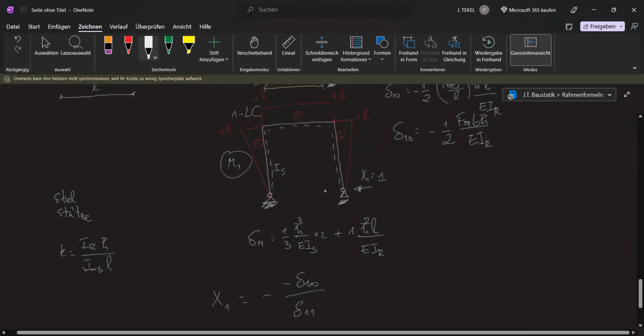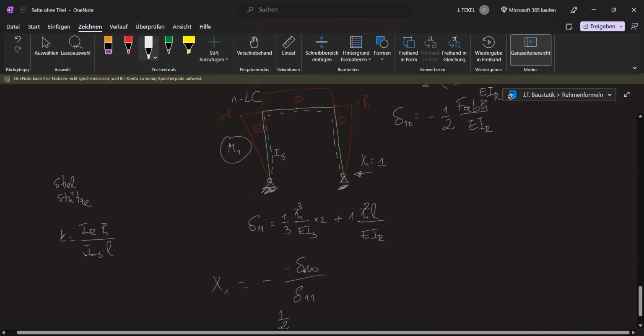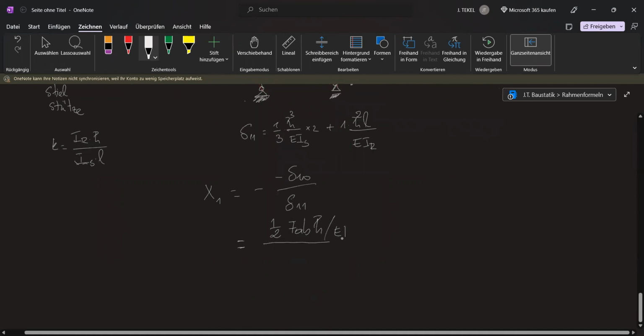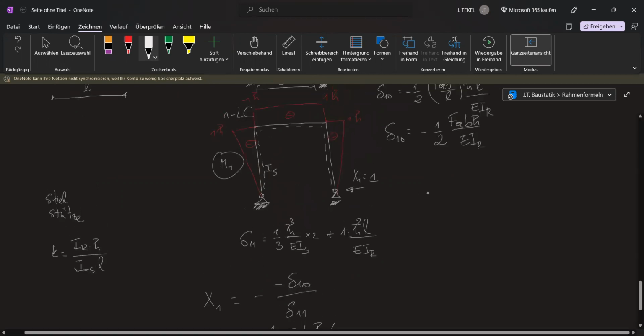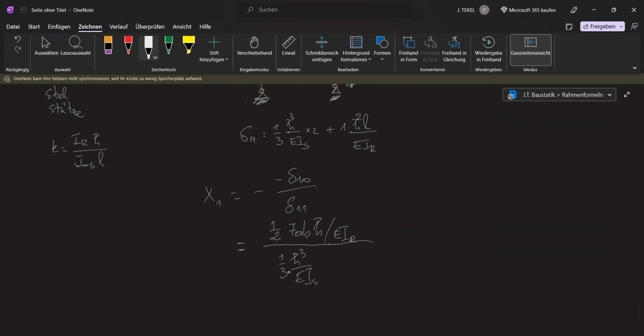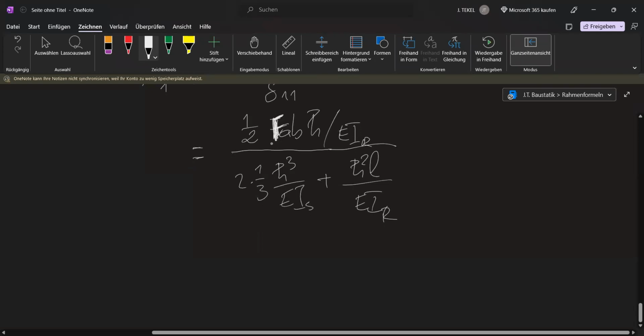So minus times minus, those two minus signs are just going to cut themselves out. So on the upper part we have 1/2 FA times B times H divided by EI Riegel. And on the denominator, we have delta 1,1, so that's 1/3 of H cubed divided by EIS times 2, plus H squared L divided by EI Riegel. So that's an F, by the way. Pardon my not so good looking handwriting.